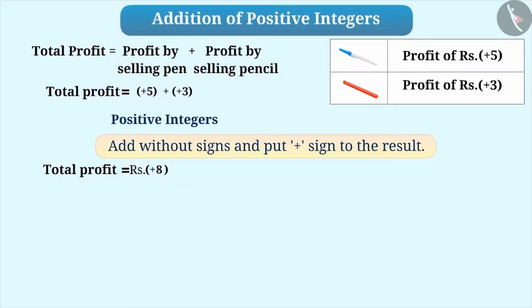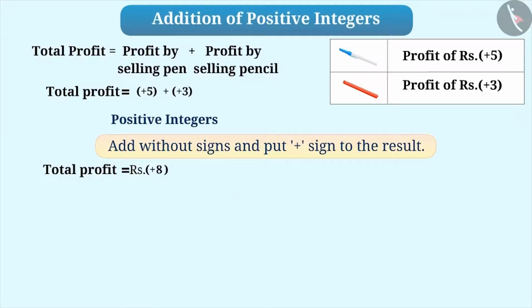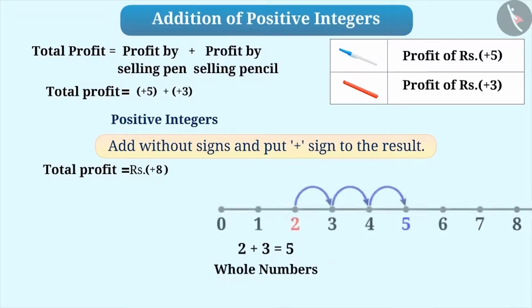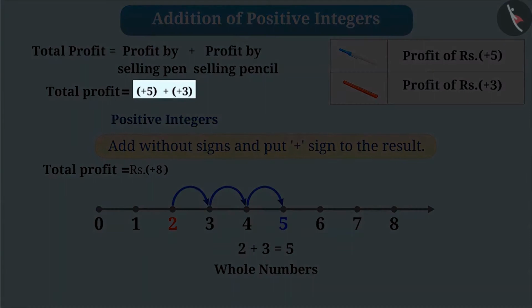Can we use the number line for addition of integers? Think about it. Let me tell you. The addition of whole numbers can be represented on the number line. Similarly, the addition of integers can also be represented on the number line. We will understand it with the example of plus 5 plus 3.